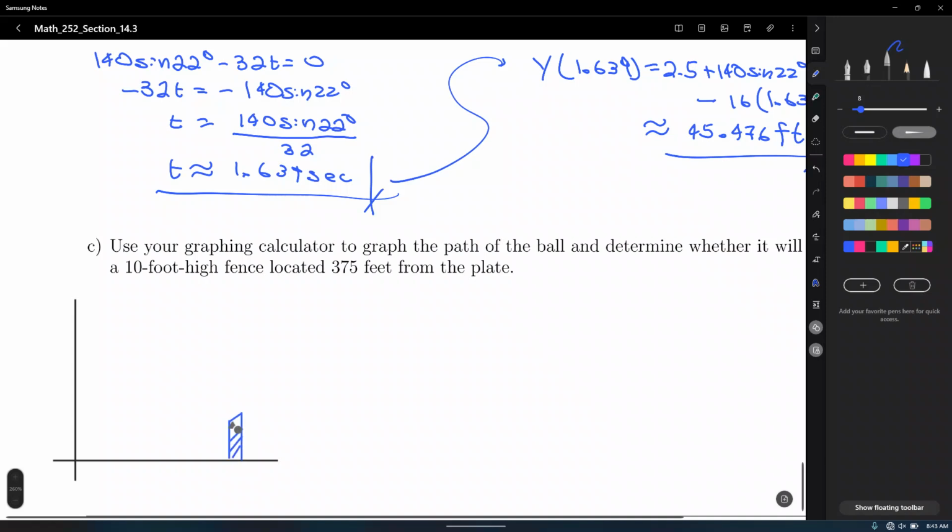And what's going to happen here? Well, the question is: is the ball going to make it through the fence, or is it going to hit the fence? We don't know. It's either one or the other. We'll find out. We'll use our model here, our graphing calculator, to determine that, and also a couple of calculations.